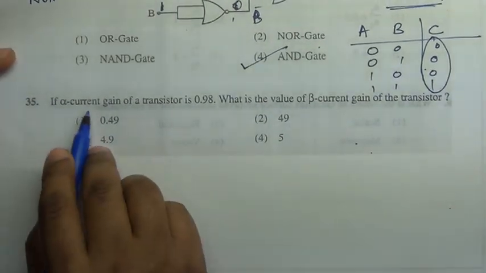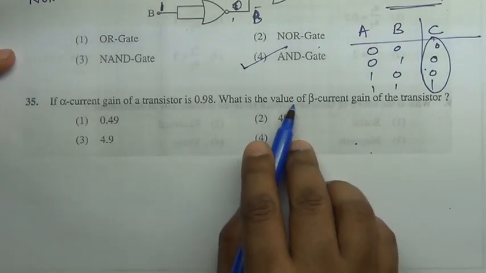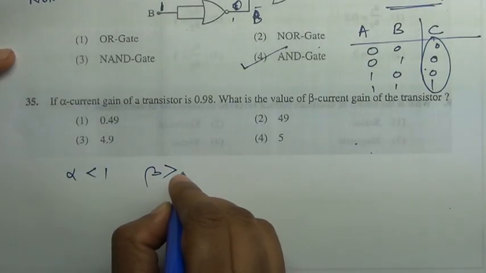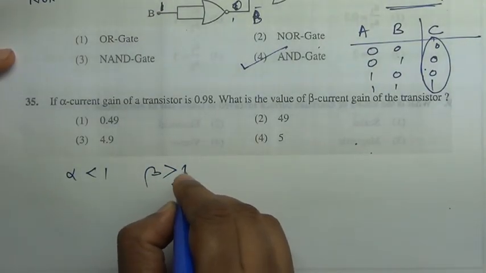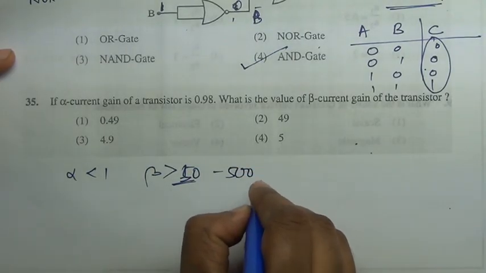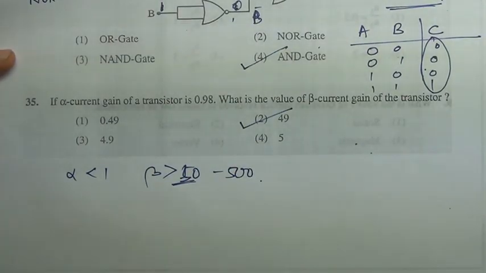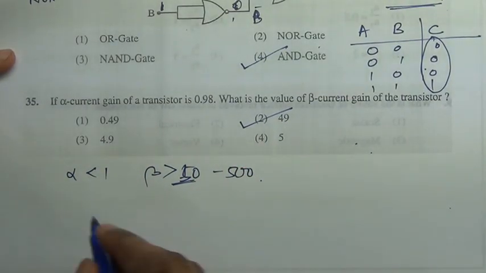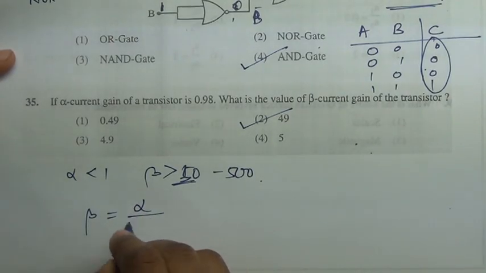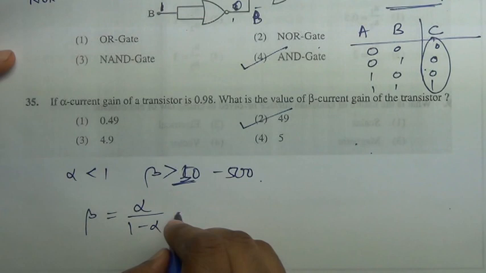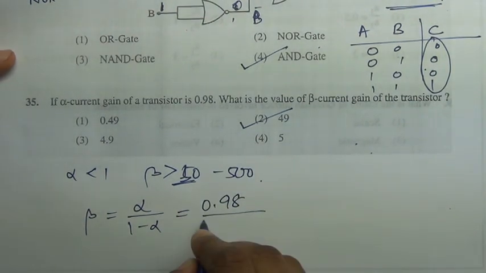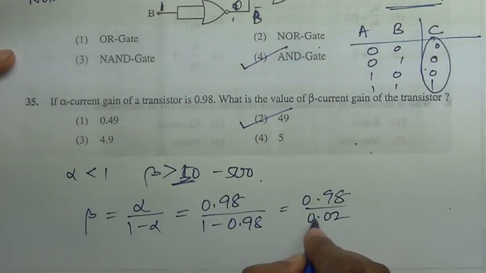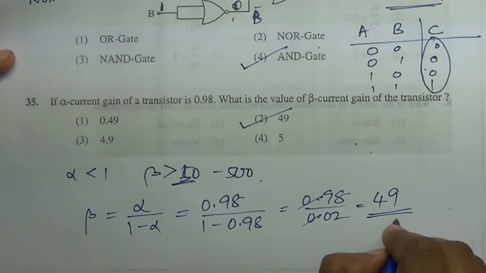35. If alpha, the current gain of a transistor, is 0.98, what is the value of beta? Alpha should be less than 1 and beta should be greater than 1, usually from 50 to 500. So very close to that, 49. Among these four we can guess the option. Also beta equals alpha by 1 minus alpha is the relation between alpha and beta. Alpha is 0.98, 1 minus 0.98 is 0.02, 0.98 by 0.02, so it is 49.